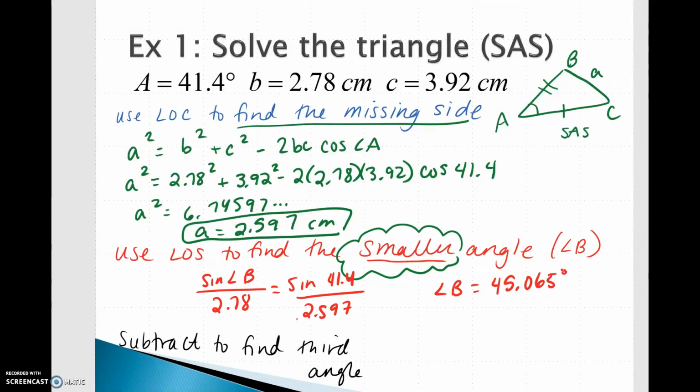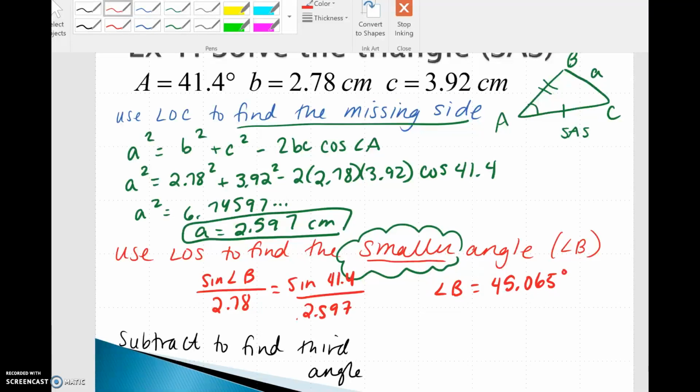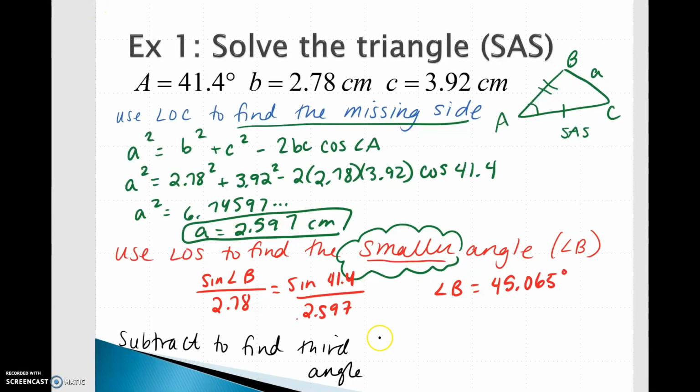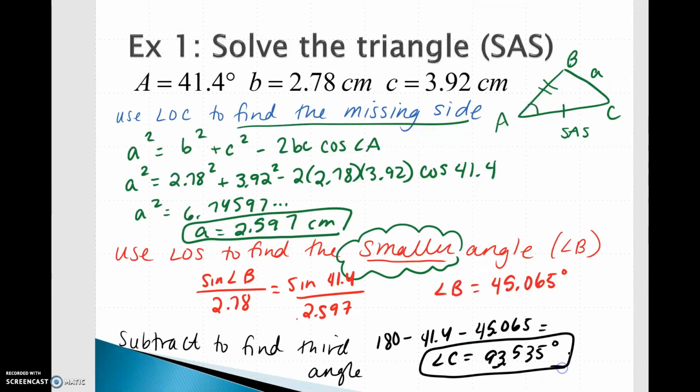45.065 degrees. And then lastly, to find our third angle, we can take 180 and subtract our given angle, subtract our second angle, and we will get our third angle C to equal 93.535 degrees. And as you can see, if we would have found angle C first with law of sines, we would have gotten it wrong.